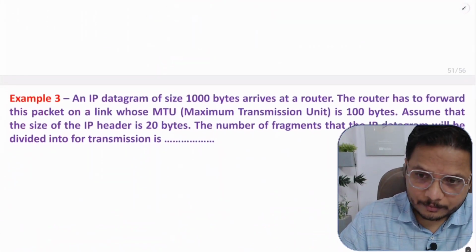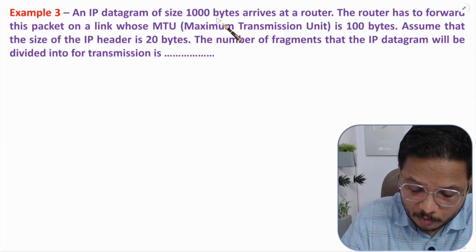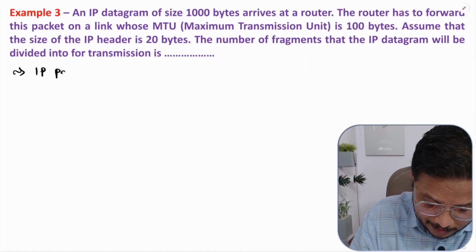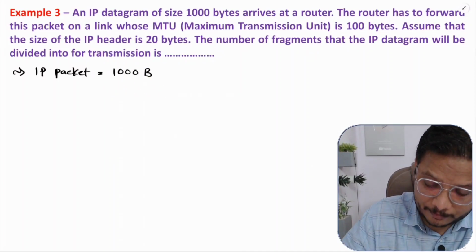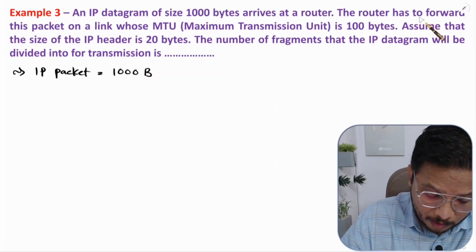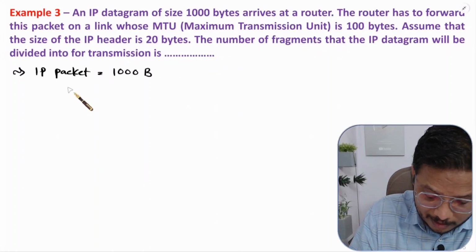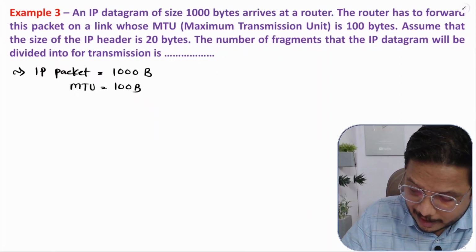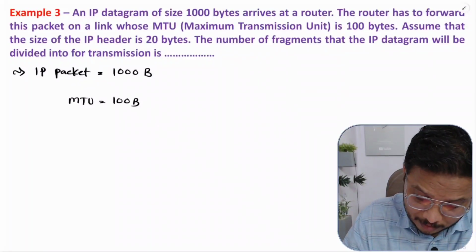Now let us have the third question. In the third question, you see, an IP datagram of size 1000 bytes arrives at a router. So here we have an IP packet, right? That is having how much size? 1000 byte. The router has to forward this packet on a link whose MTU is 100 byte. So here MTU is 100 byte, right? MTU is 100 byte.